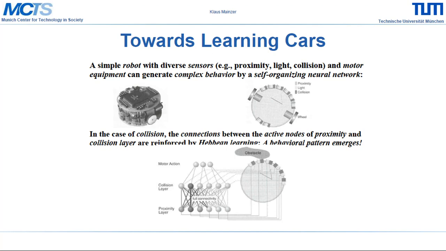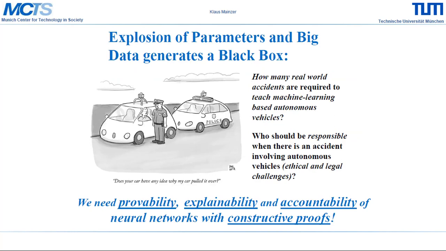And that is a nice idea, but the problem nowadays is how many real-world accidents are required to teach machine learning-based autonomous vehicles. And another important aspect nowadays is that these neural networks are characterized by an explosion of the parameters. These are no longer these simple networks which are used here for illustration. They are characterized by an exploding number of nodes.